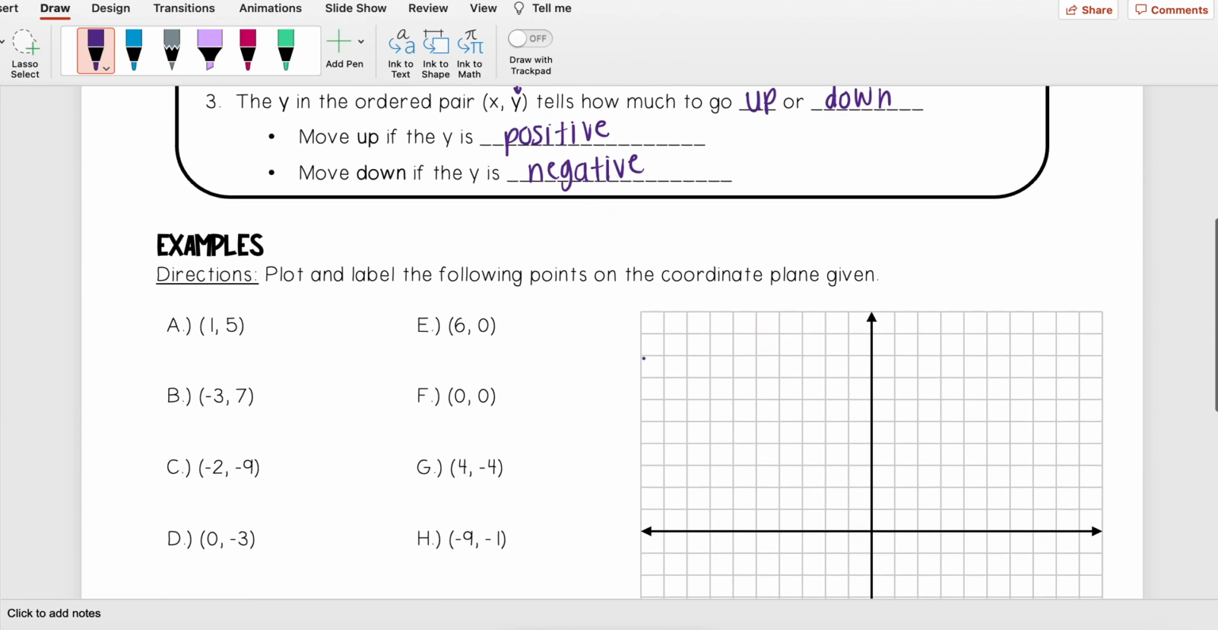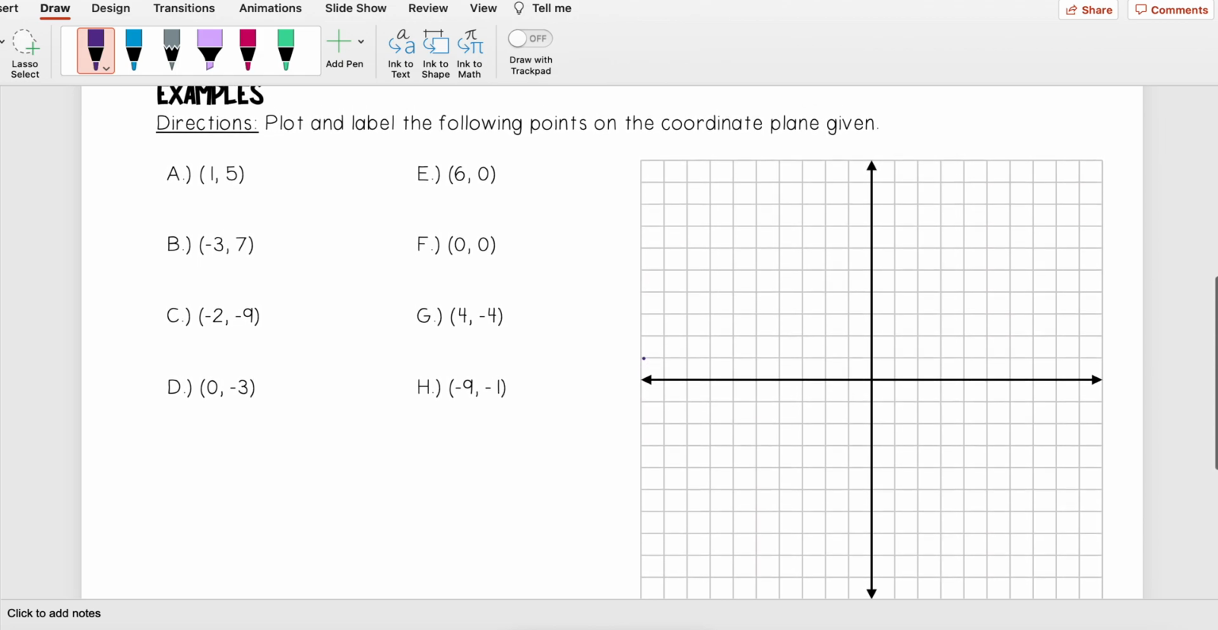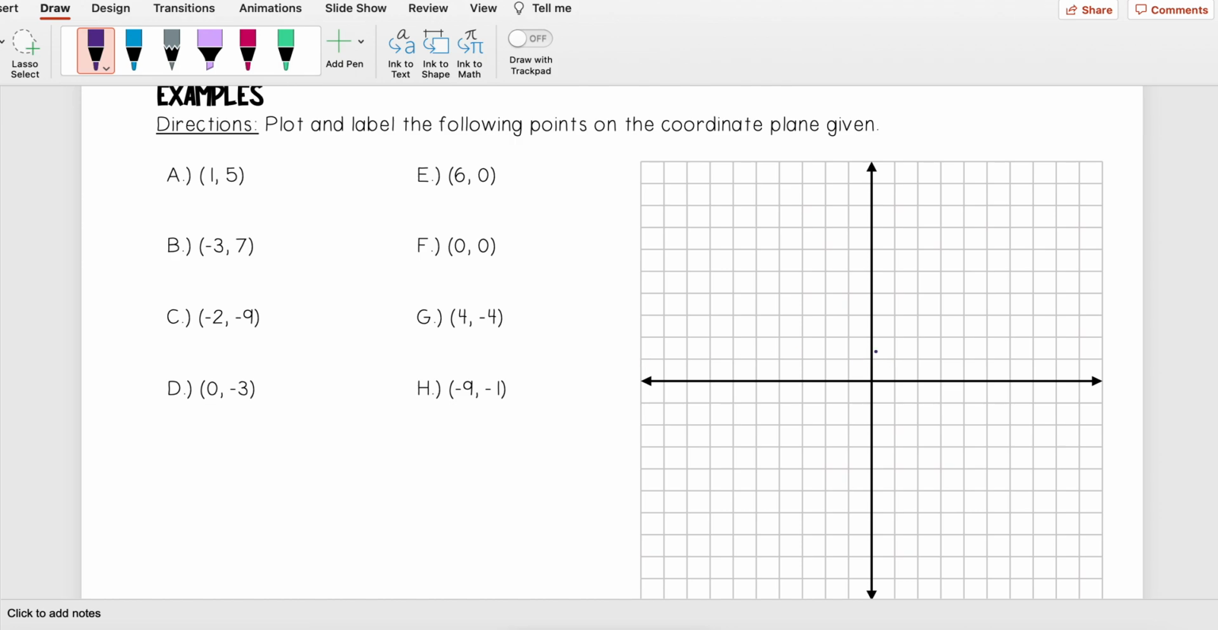So let's go ahead and practice plotting these points. My directions say that I'm going to plot and label the following points on the coordinate plane given. And so that means I'm going to be labeling all of these points with the letter right next to it. So the first one, I have 1, comma, 5. I know the x-coordinate tells me how much I'm going to go right or left based on my steps. Since this 1 is positive, that means I'm going to go right 1. And then the second number, my y value, tells me how much I'm going up or down. Since this 5 is positive, that means I'm going up 5.